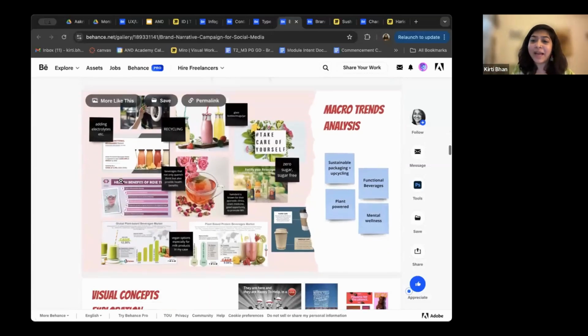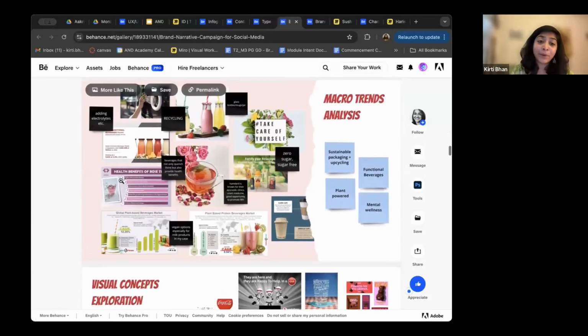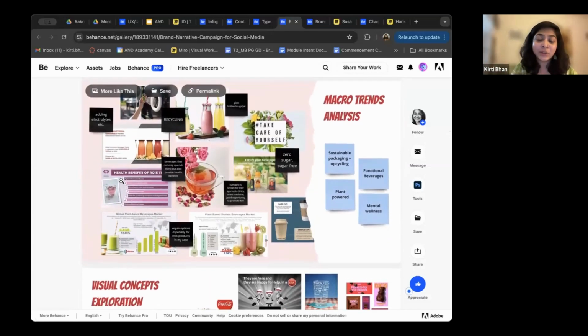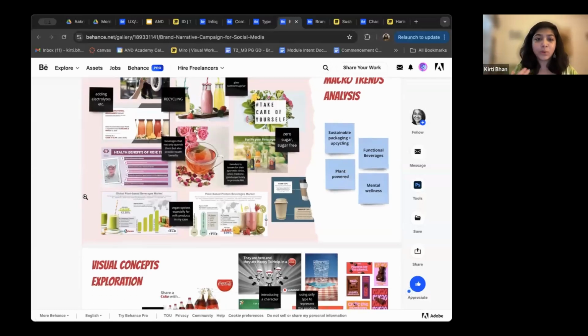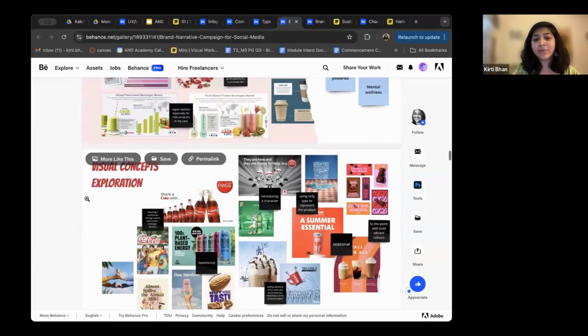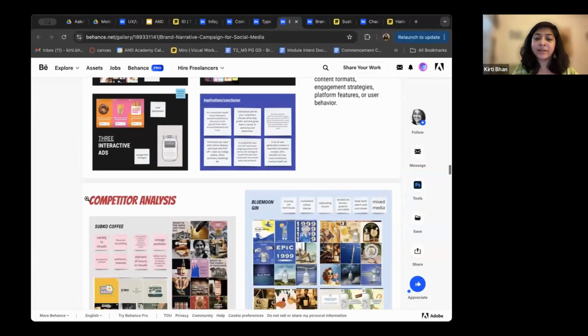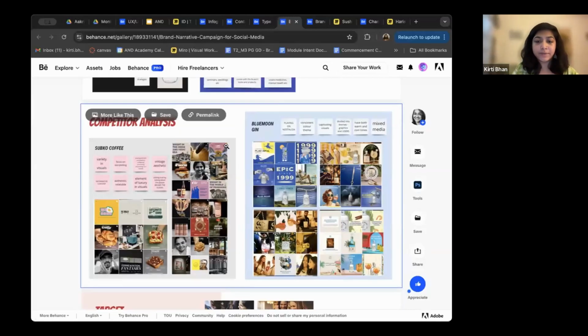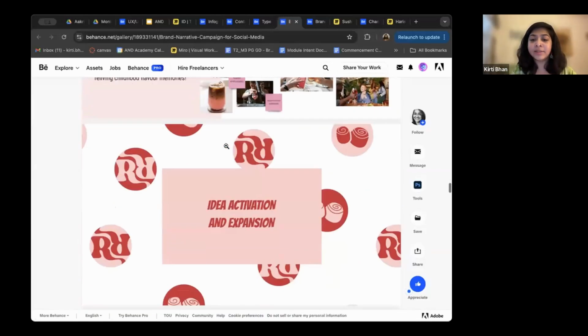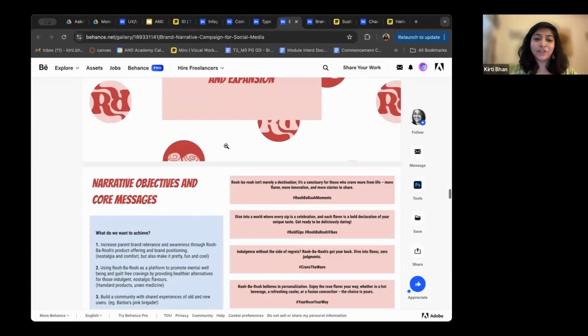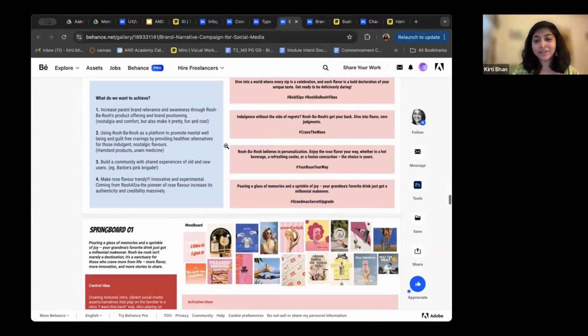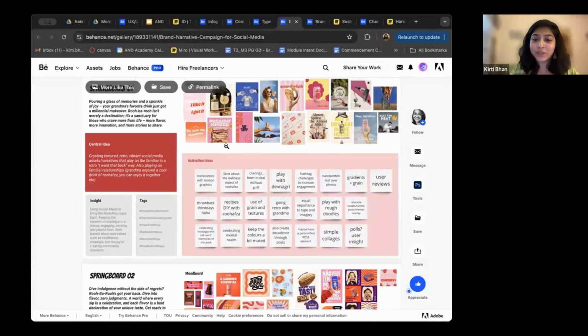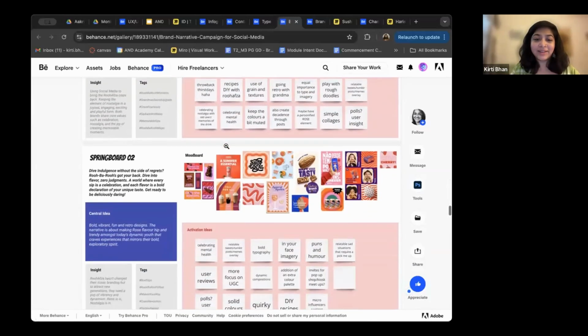Again, some analysis, macro trend analysis. It is very important when you're doing these narratives because it tells you how relevant your content is, what is coming, what is going, and what is actually working these days. You can also work with your competitors accordingly. Some visual explorations, some social media trends, a lot of analysis, some competitor analysis. Then the target audience, some activation expansions, a lot of detailed research of springboards, or visual springboards, for the ideas.